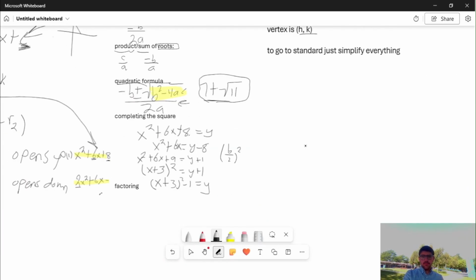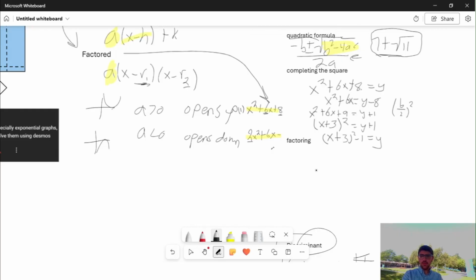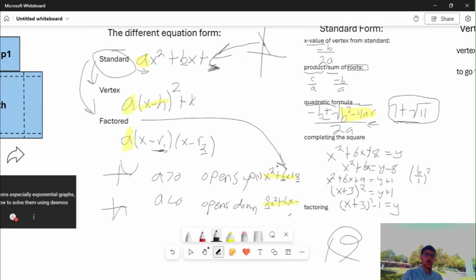Factored form, same. Factored form is basically x minus r1, x minus r2. So r1 is one of the roots, r2 is another root, and also notice that it's minus and minus. That is also the only point of factored. It gives you the roots, and most of the time you're going to be going from standard to factored, like we did when I explained factoring, to be able to see the x-intercepts without having to graph or using the quadratic formula.